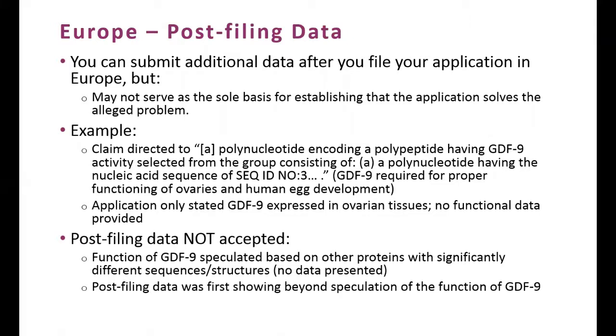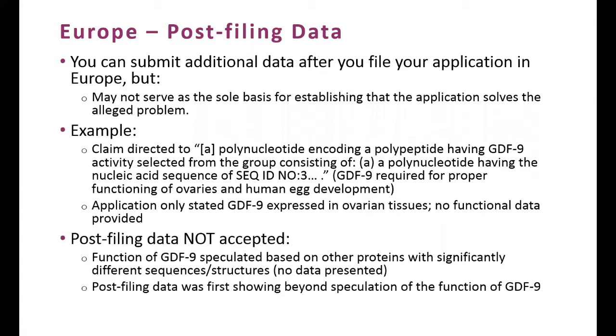For example, here in the biological sciences, there's a claim to a polynucleotide encoding a polypeptide having GDF9 activity. GDF9 is growth differentiation factor 9. It's required for proper functioning of ovaries and human egg development. And in this case, the application only stated GDF9 was expressed in ovarian tissues. There was no functional data provided. And one of the things the applicant tried to do was submit post-filing data, but the EPO did not accept it.